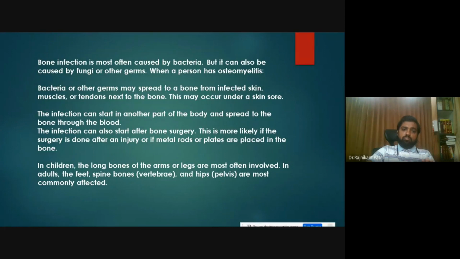Now this is the main point. The majority of the cases we are getting in present-day clinical practice are infections caused by bone surgery. They do bone surgery for a fracture or something else, or dental surgery. When a contaminated instrument is used while performing the surgery, there is a chance of infection spreading in the blood circulation and ultimately affecting the bone. This is more likely if surgery is done after an injury, or if a metal rod or plates are placed in the bone in case of a fracture of a major bone. In children, the long bones of the arms or legs are mostly involved, and in adults, the feet, spine bones, that is vertebra, and pelvic bone are most commonly affected.